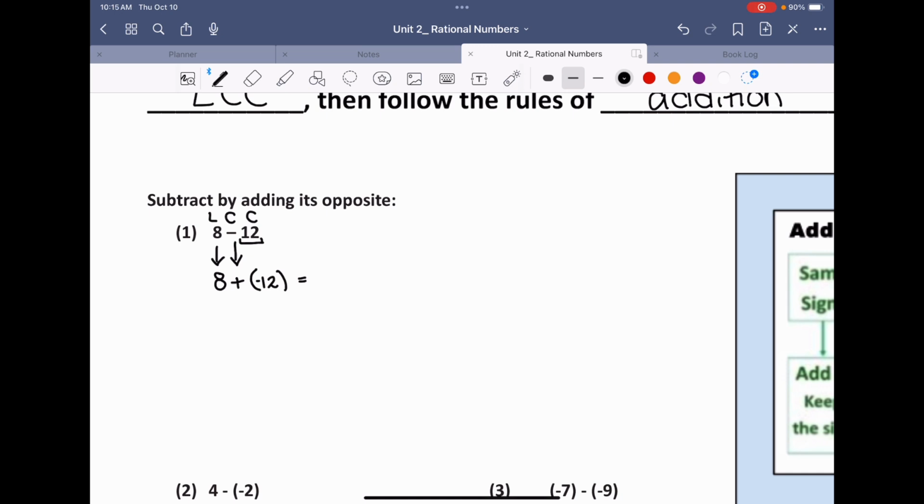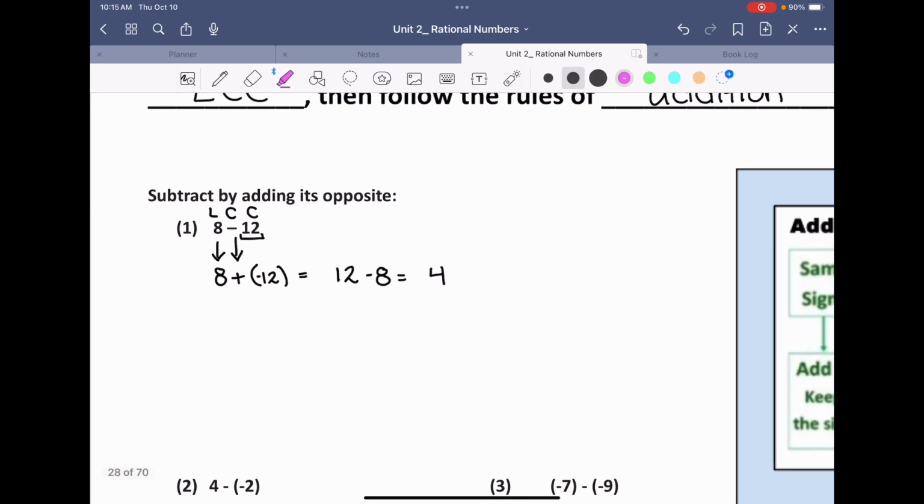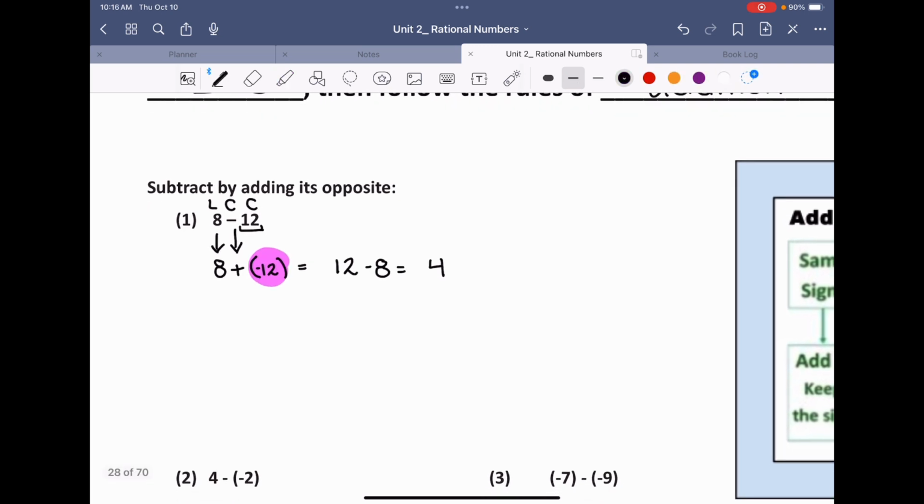When we talked about adding numbers with opposite signs, we said we want to take the absolute values and subtract them. So 12 minus 8 is 4. And we also want to identify which number is larger. So 12 is the larger number and 12 is negative, so that means my answer should be negative 4.